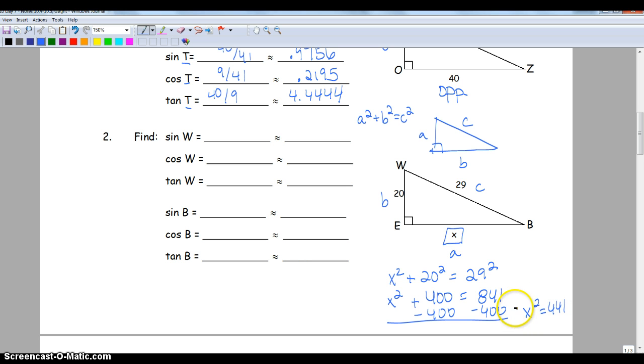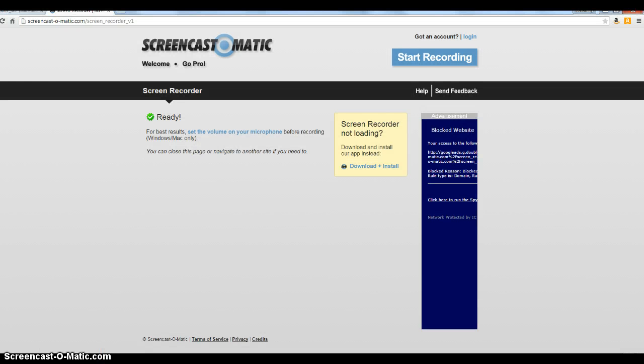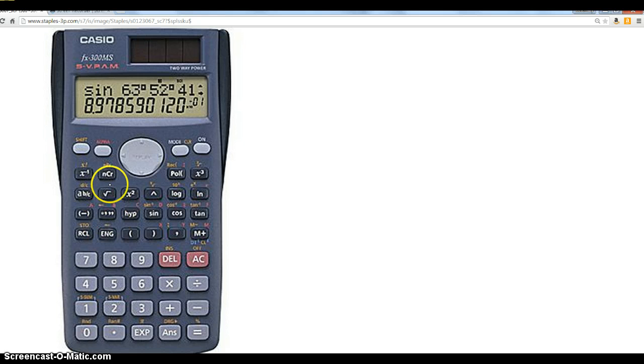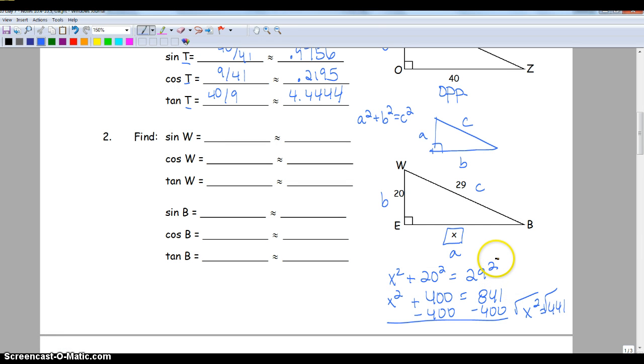To get rid of the 441, you're going to square root. So on your calculator, here's a picture of the calculator. Square root's right here. You're going to hit square root 441. And that should give you the answer. So if you square root 441, you're going to get 21. So this equals 21.